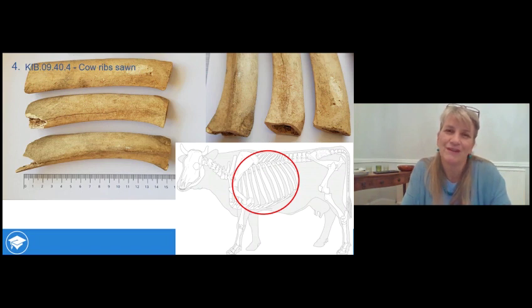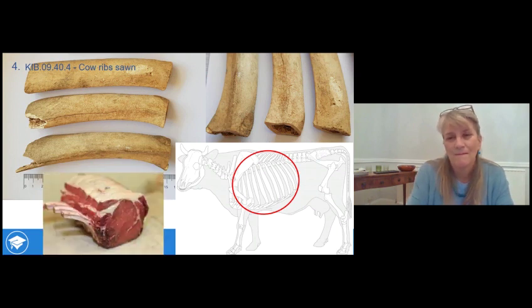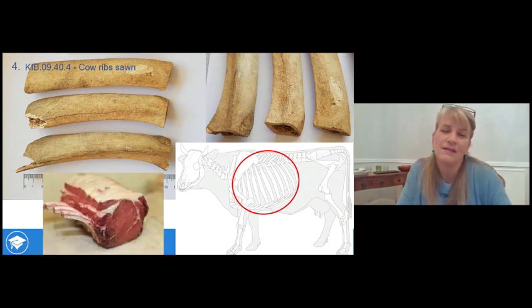Again, if you've ever eaten spare ribs as a Chinese meal, you'll be familiar with ribs. But we don't really think about it, do we? If we're eating meat, we just eat it and don't really think about the bones. And again, this is a sort of a rib of beef.